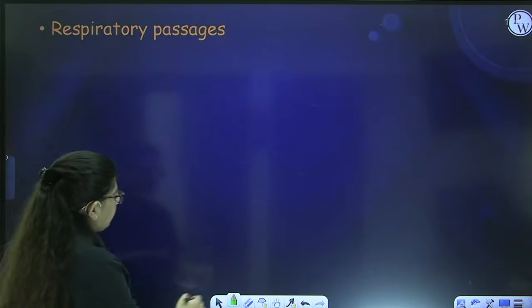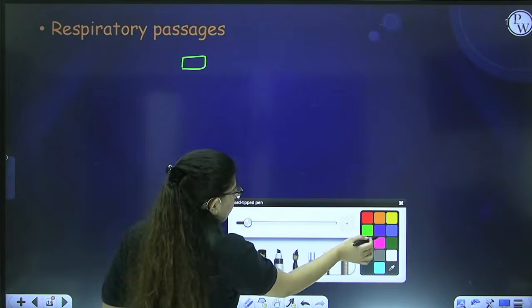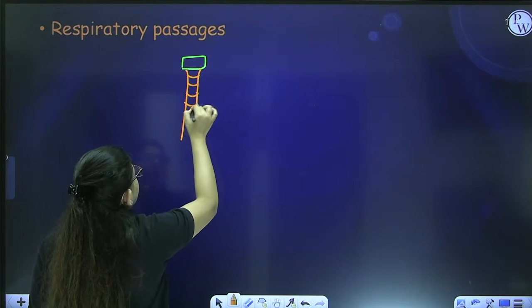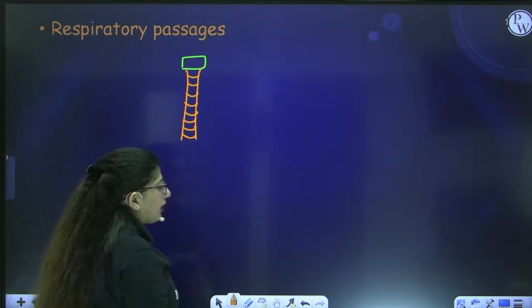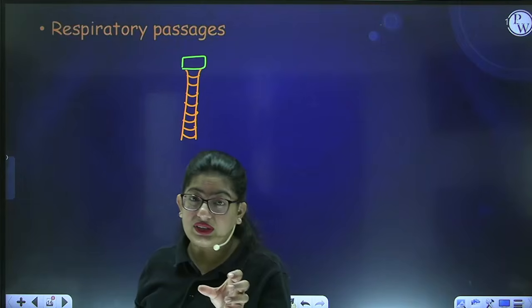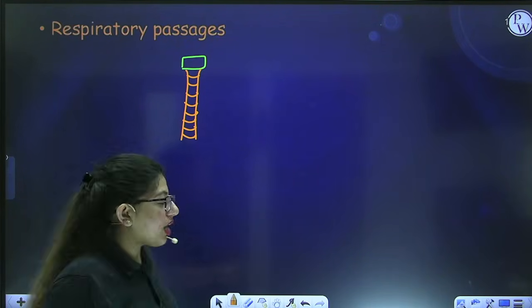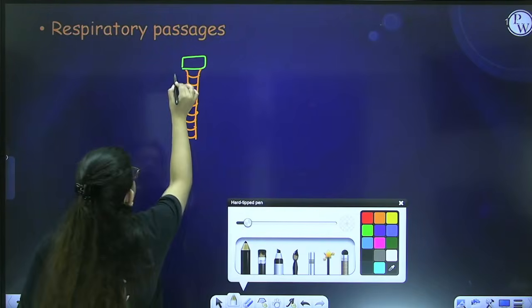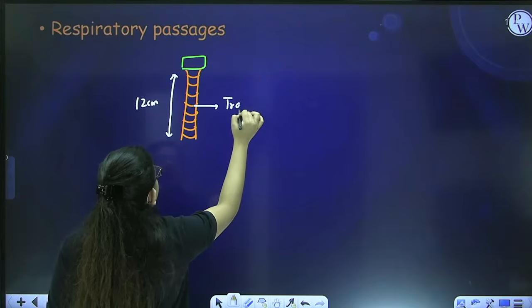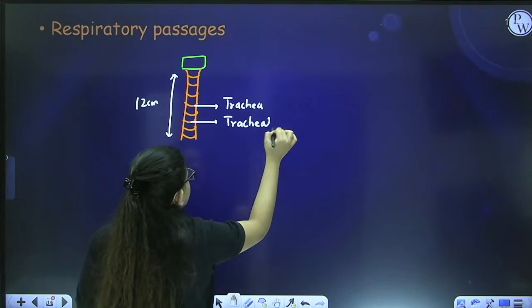So you have seen this is the larynx. The larynx leads to a pipe known as trachea. Trachea is supported by incomplete cartilaginous rings or C-shaped cartilaginous rings known as tracheal rings. They are 16 to 20 in number and made up of hyaline cartilage. Which cartilage? Hyaline. The entire length of trachea is 12 centimeters. This is trachea, right? And these are tracheal rings.